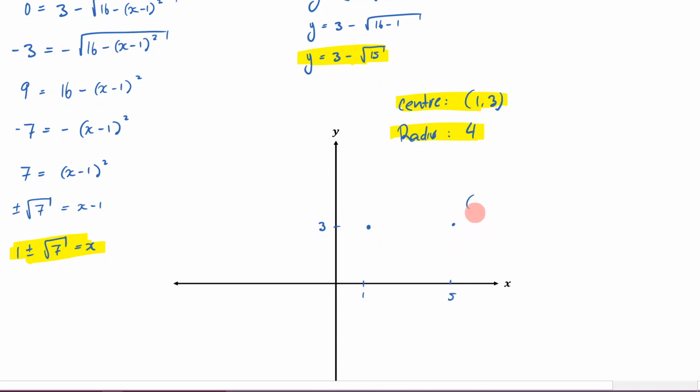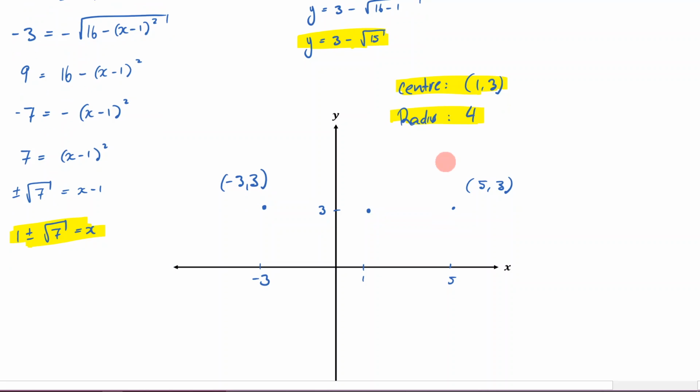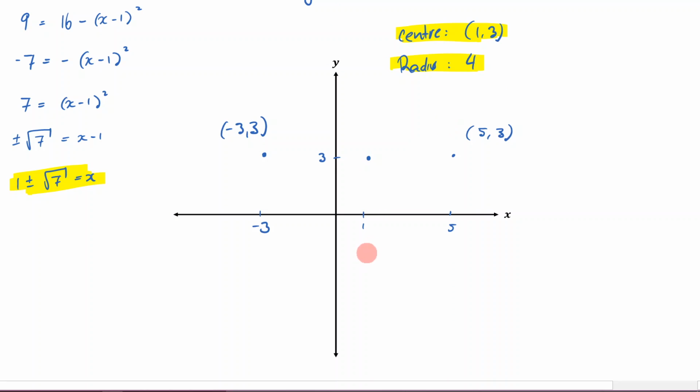The coordinates of this point would be 5, 3, because it's my x-coordinate, 5. And then I have to go 4 this way. Now I'm starting at 1, I'm going 4 this way. That's going to take me to negative 3. So it's going to be negative 3, 3. I'm also going 4 down. So I'm starting at 3 and I'm going 4 down. That's going to take me to negative 1.